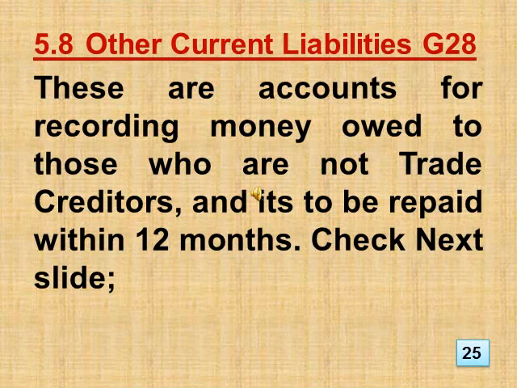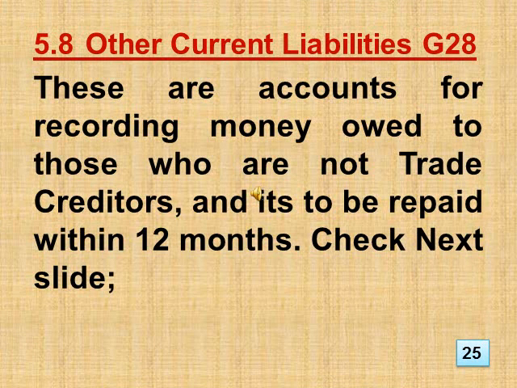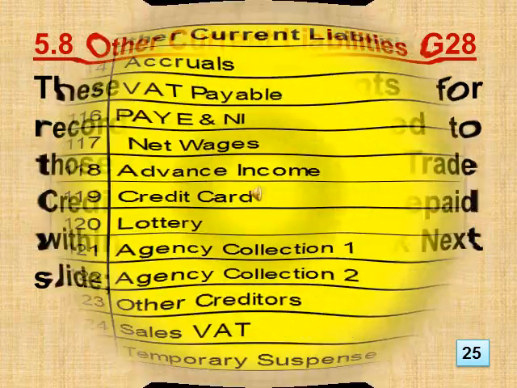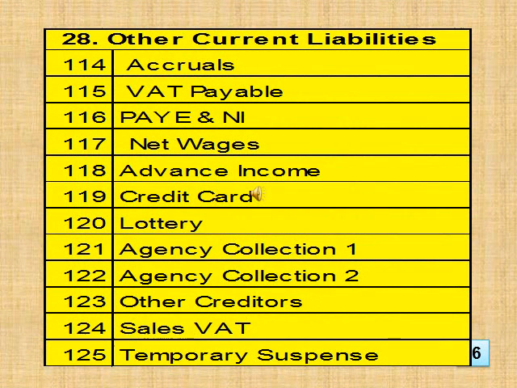Section 5.8. Other current liabilities. Group 28. These are accounts for recording money owed to those who are not trade creditors, and it's to be repaid within 12 months. Get a clearer view on the next slide. The accounts in this group are accruals, VAT payable, pay and NI, net wages, advance income, credit card, lottery, agency collection 1, agency collection 2, other creditors, sales VAT, plus temporary suspense.